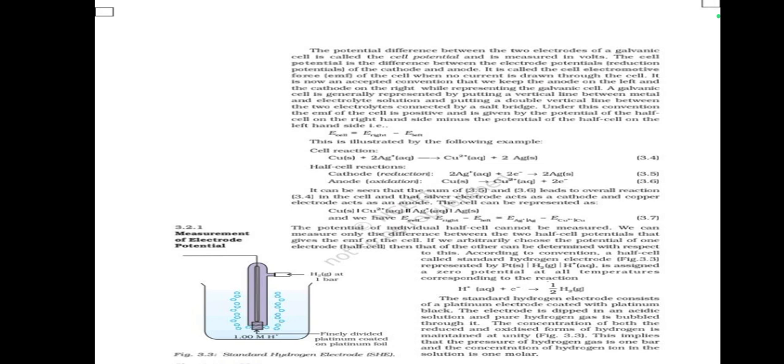The standard hydrogen electrode consists of a platinum electrode coated with platinum black. The electrode is dipped in the acidic solution, and pure hydrogen gas is bubbled throughout it. The concentration of both the reduced and oxidized forms of hydrogen is maintained at unity. This implies that the pressure of hydrogen gas is 1 bar and the concentration of hydrogen ion in the solution is 1 molar. At 298 Kelvin, the EMF of the cell.